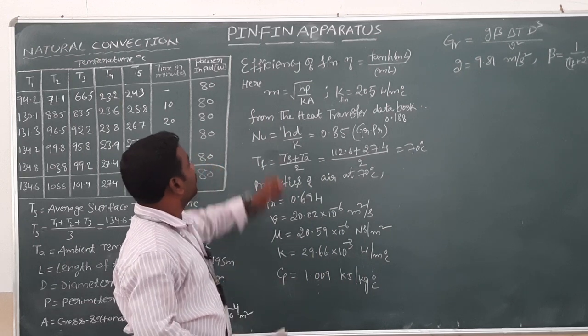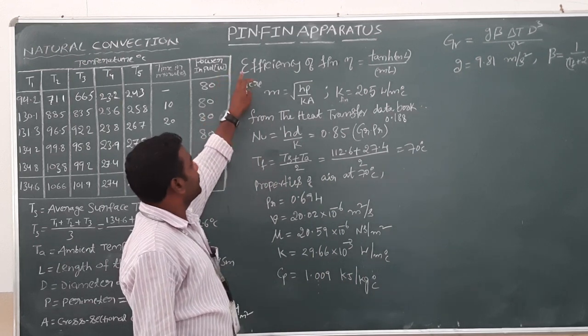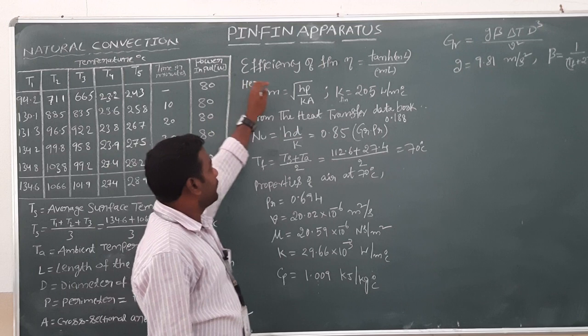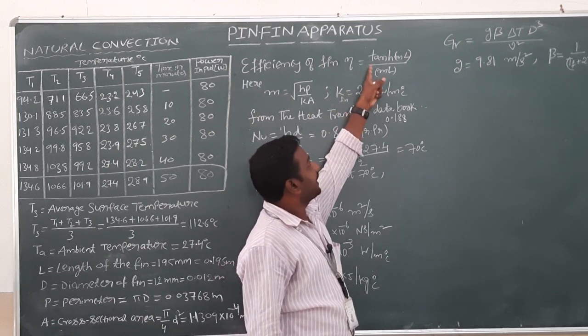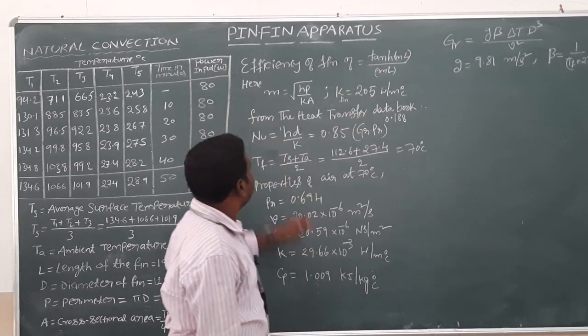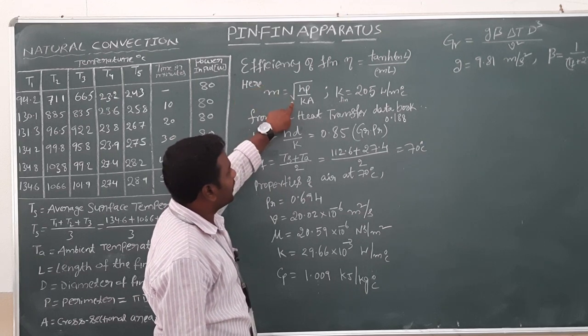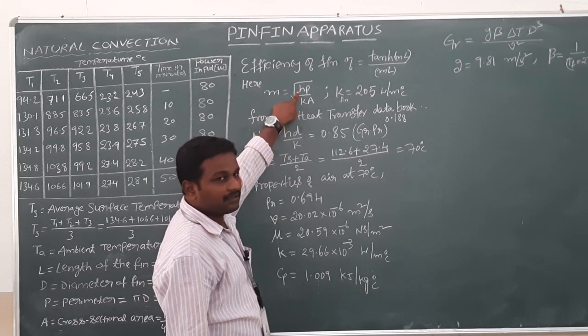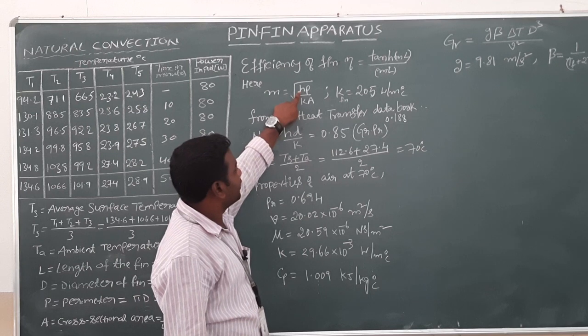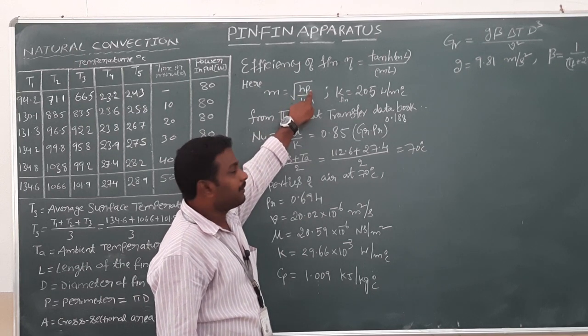Come to the calculation part. The aim of this experiment is to find out the efficiency of the fin. Efficiency of the fin is equal to tanh(mL) by mL. Here m equals square root of hP by kA. In this formula, h means heat transfer coefficient. We need to find out the heat transfer coefficient, and P means perimeter of the fin.